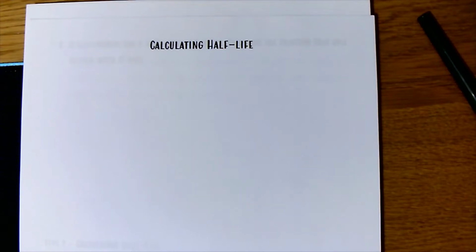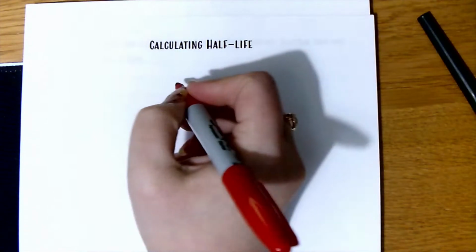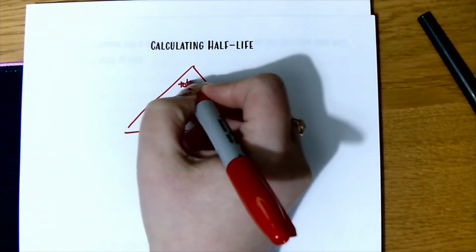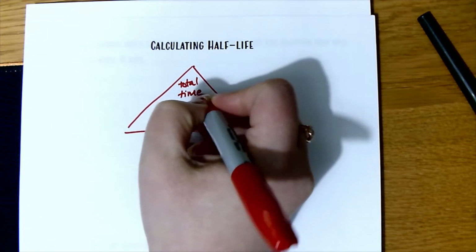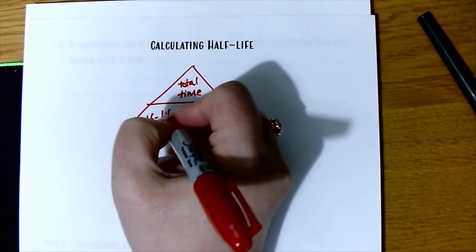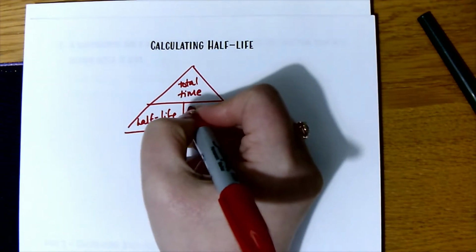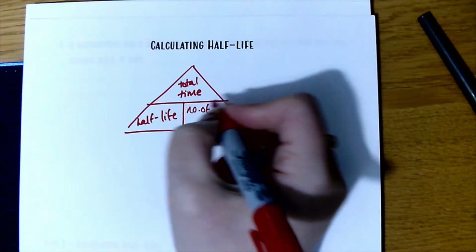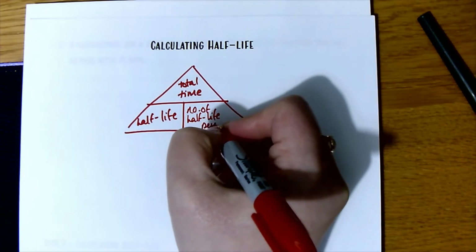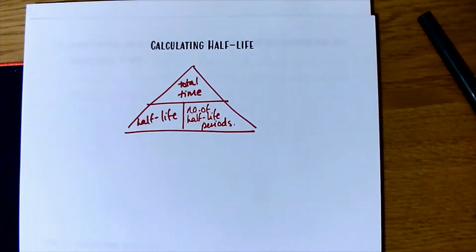The half-life of a radioisotope is the time taken for the sample's activity to fall by half. This can be easily calculated using the following formula triangle. At the top we have the total time, and underneath we have the half-life of the sample and the number of half-life periods, i.e. the number of half-lives that the sample has undergone.